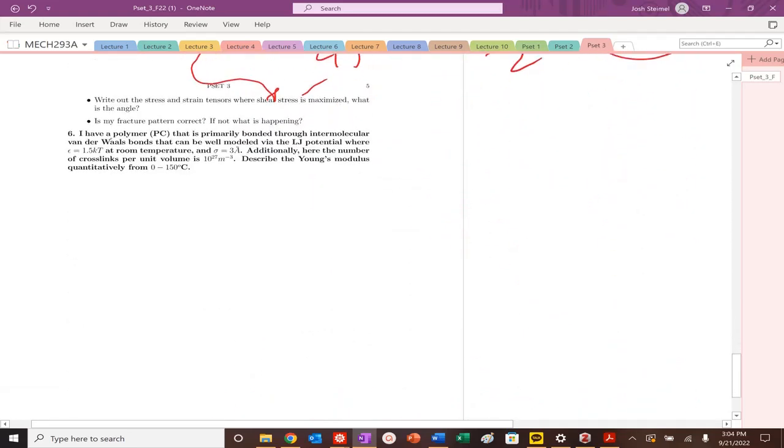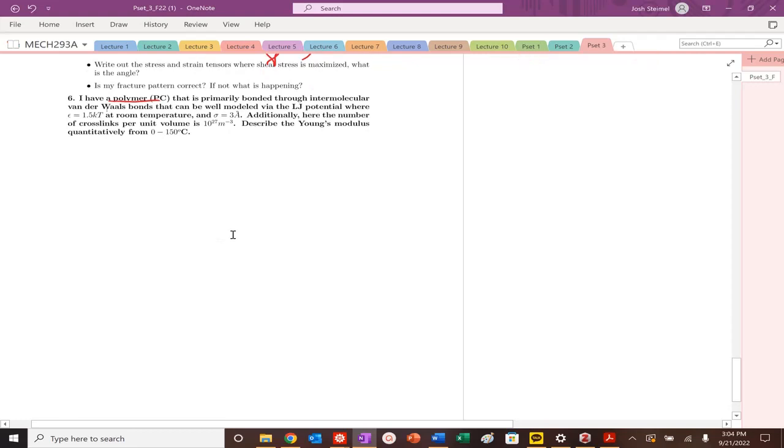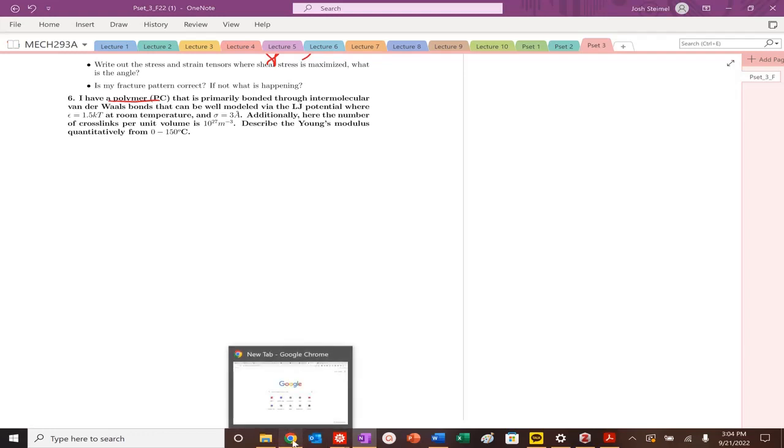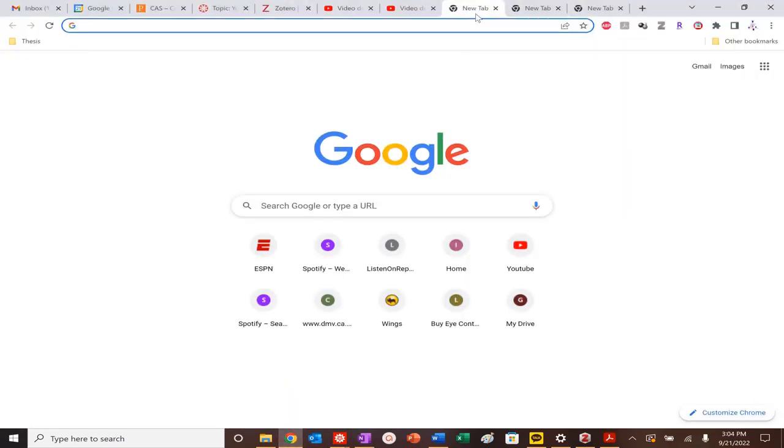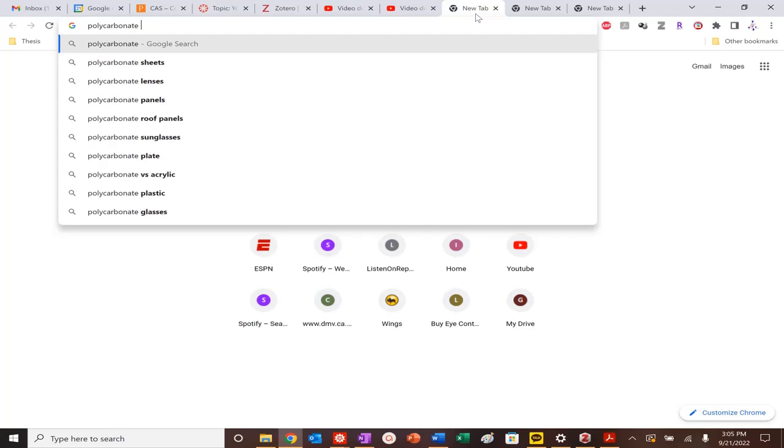Last problem. So I have a polymer, polycarbonate, primarily bonded through intermolecular van der Waals interactions, modeled with the Lennard-Jones potential with those parameters here. Since we're told polycarbonate, we need to look up what the Tg value is.